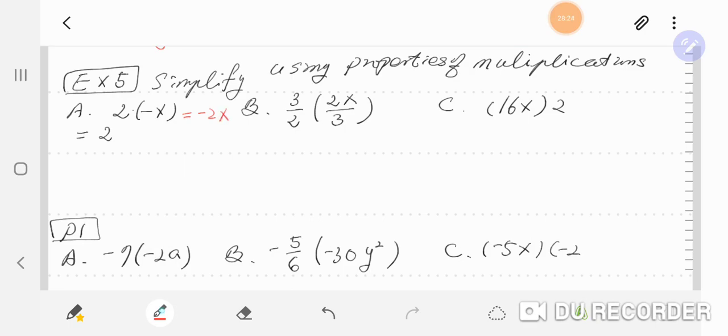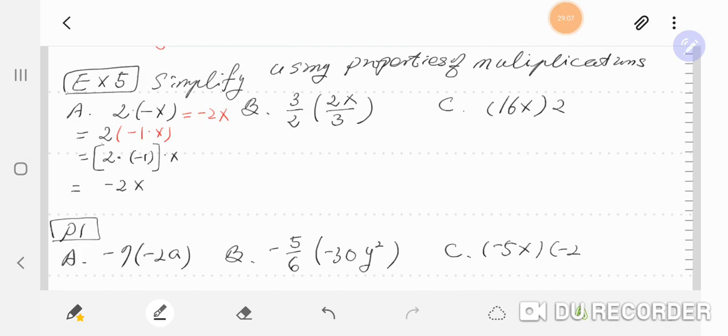Okay, negative x can be, is it the same as negative 1 times x, right? Negative 1 times x. And then using the associative property, can we exchange these two numbers, negative 1 and 2? Can we change the grouping? So 2 times negative 1, can we do this one first, times x, right? Then multiplying these two numbers is negative 2x.